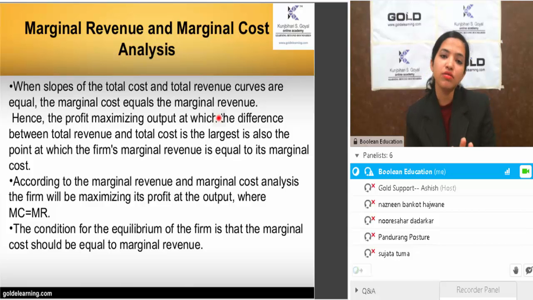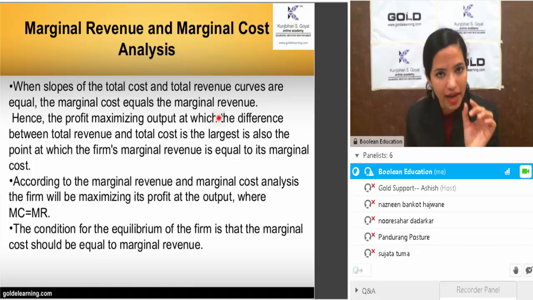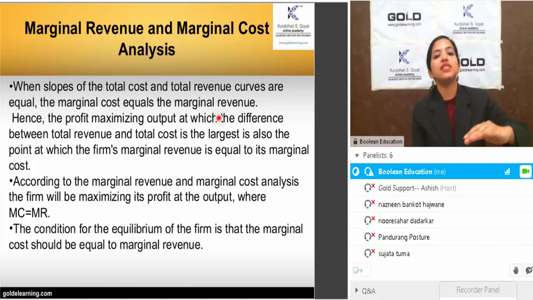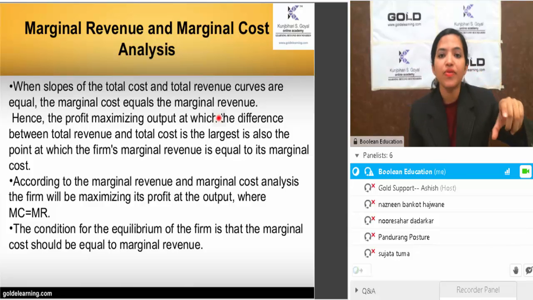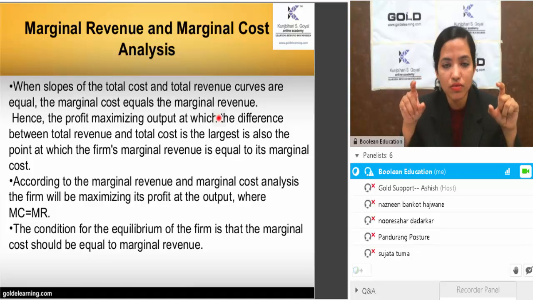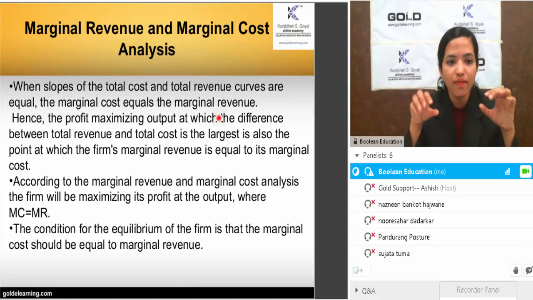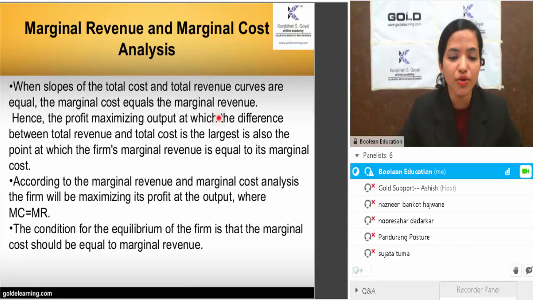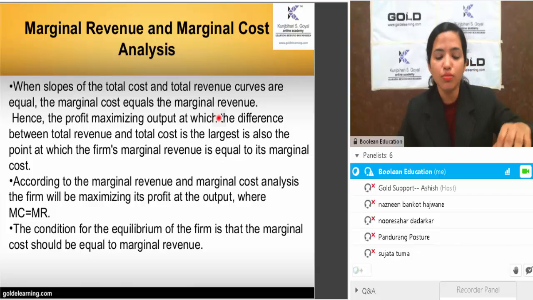What does this theory say? Where will be the maximum profit, or where will be the equilibrium? Where will the maximum profit be? When marginal cost equals marginal revenue. At that particular time, when you are selling one commodity at a particular price and producing one commodity at a particular cost, when these two match each other, when these two are equal, that is your equilibrium point. That is the point where you are making maximum profit. The condition for the equilibrium of the firm is that the marginal cost should be equal to marginal revenue.